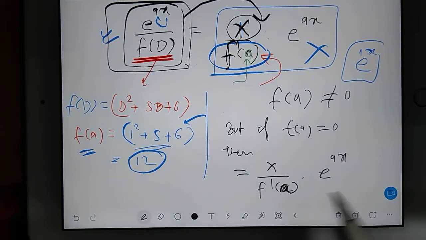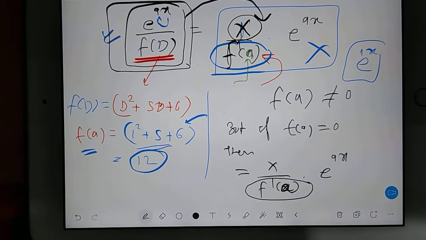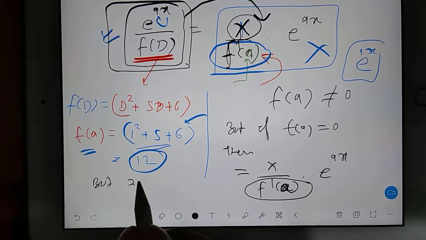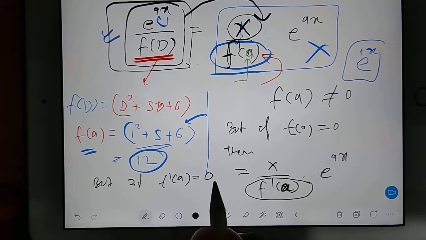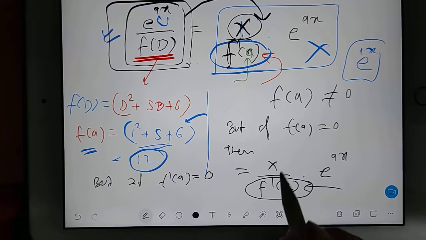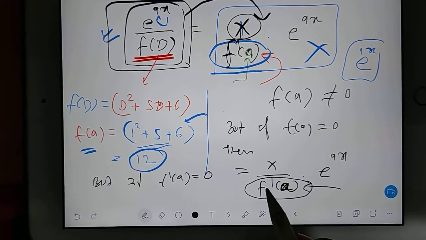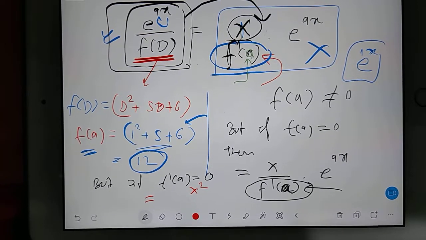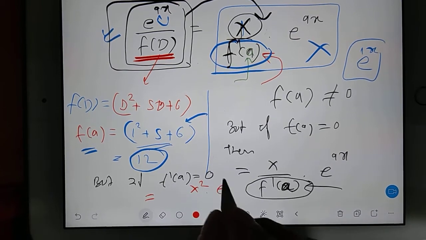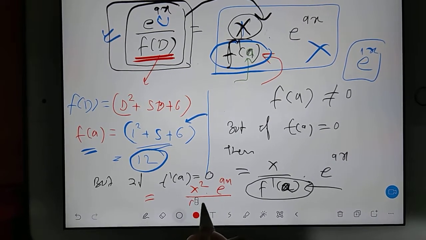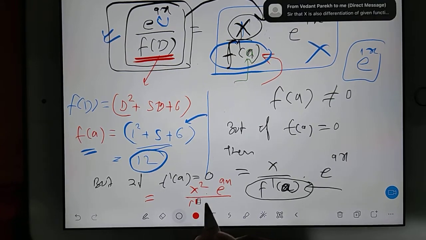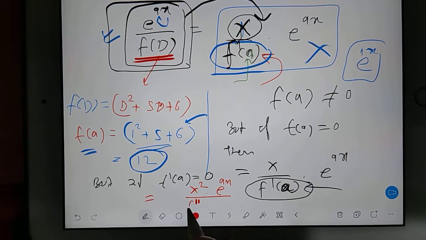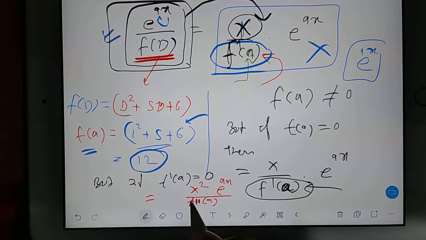Now suppose f dash (a) also fails, that is, your f dash (a) is also 0. In that case, again we cannot put 0 here because it will become 1 by 0, so infinite. So again, what will you do? Then your answer will put one more x: x square e power ax divided by f double dash (a). You just write here f double dash (a).